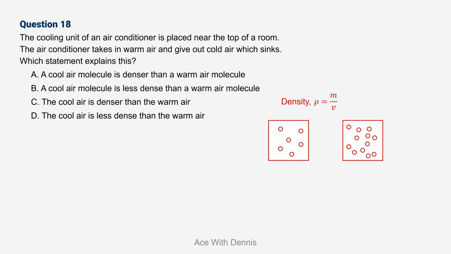Now look at these two containers, container A and container B. As you can see, container A has fewer molecules inside 1 unit of volume compared to container B, which has more molecules per unit volume. Hence, container A has lower density while container B has higher density. So it is about the number of molecules per unit volume, which is density. But for option A and option B, they only mention one particular air molecule.